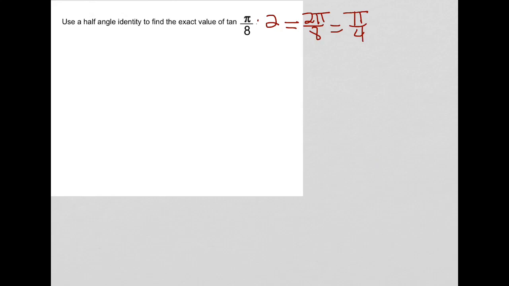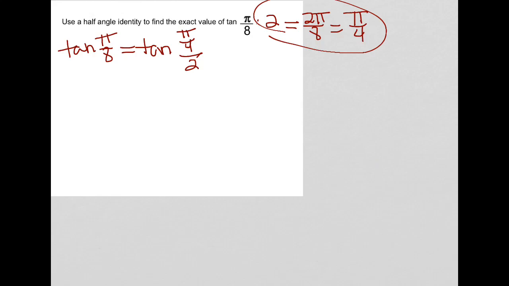Okay, that tells me right there that tangent of pi over 8 is the same thing as tangent of pi over 4 divided by 2. That's just the opposite of what I did here. A little confusing. If you don't understand it, ask your questions in class.